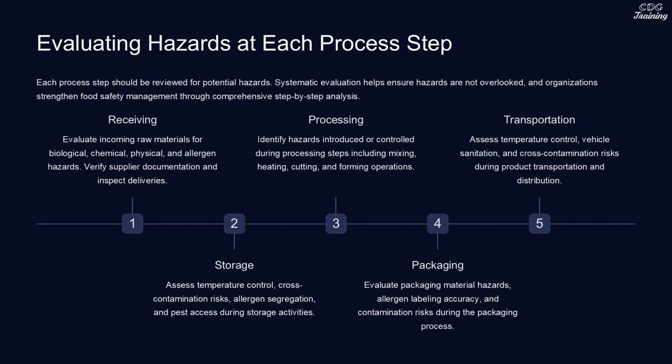Identify hazards introduced or controlled during processing steps, including heating, cutting, and forming operations. Evaluate packaging material hazards, ensuring labeling accuracy, and contamination risks during the packaging process. Assess temperature control, allergen segregation, and pest access during storage activities.